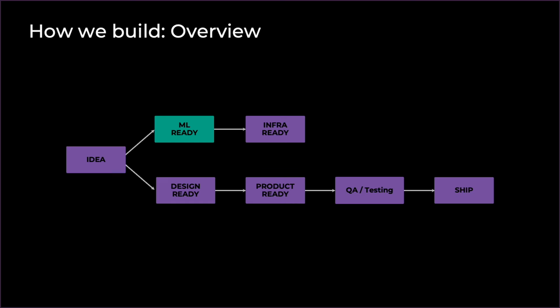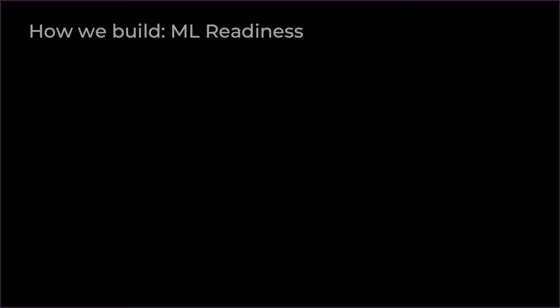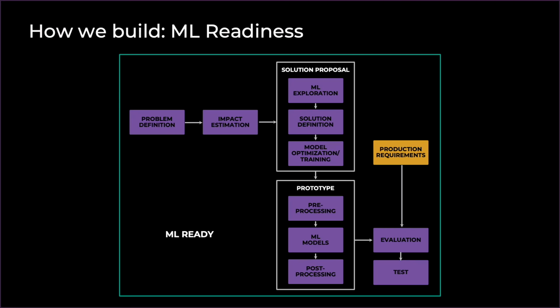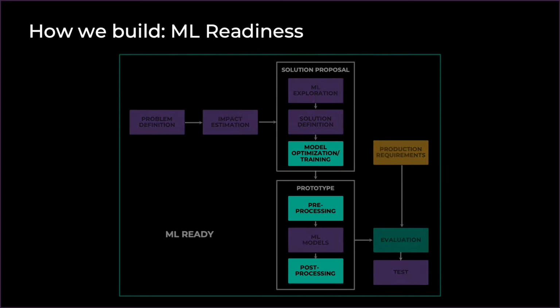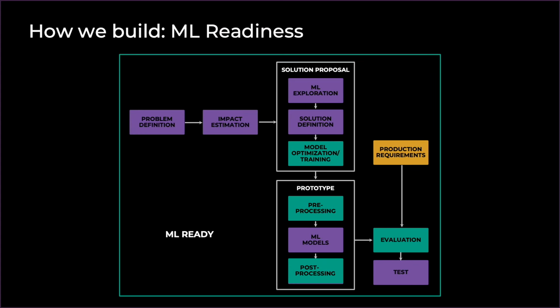And as we're talking about on-device today, we're going to take a double click into ML readiness. So ML readiness, a lot of different steps to make sure that your model is ready. But because we're focusing on what's different with on-device AI, today we're going to focus on model optimization and training, pre and post processing, and evaluation. So why are these different for on-device versus server models, and why is it a little trickier to make sure that they're performant?